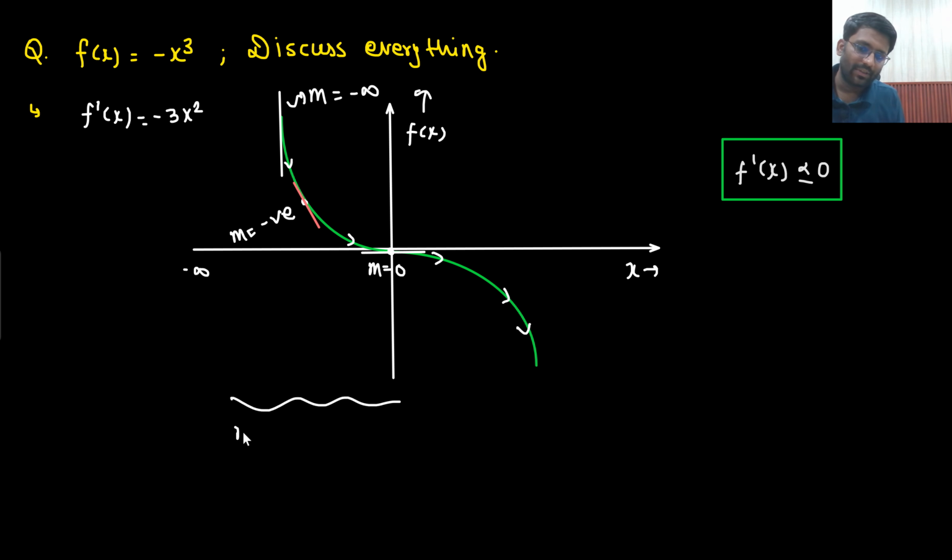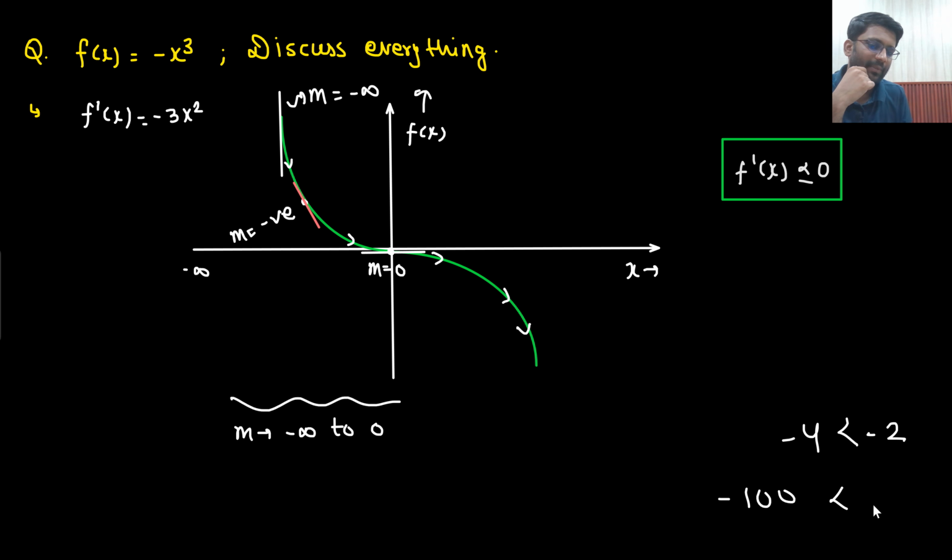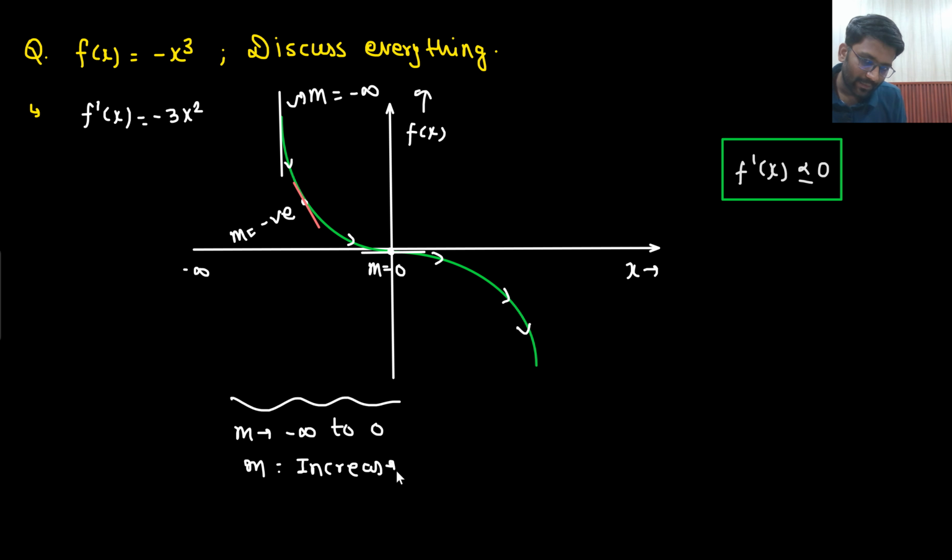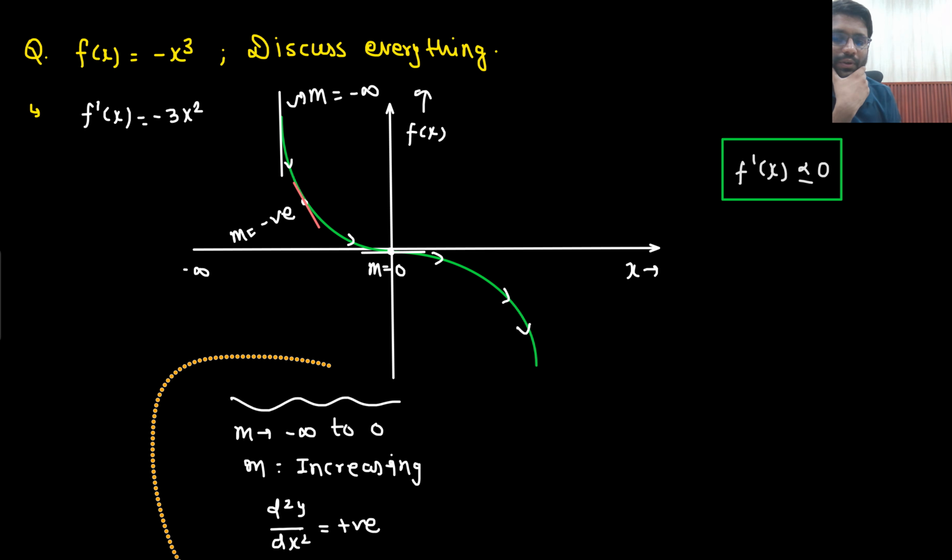The slope is going from minus infinity to 0. Is it increasing or decreasing? Minus 4 is larger or minus 2 is larger? Minus 2 is larger, no? Minus 100 is larger or minus 1 is larger? Minus 1 is larger. So slope is going from minus infinity to 0. What does that mean? Slope is increasing. That means with the increase in x, slope is increasing. What does that mean? d2y by dx2 is positive.